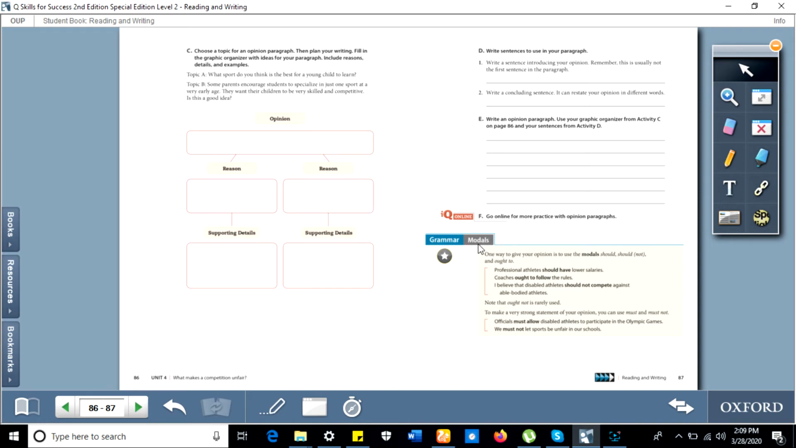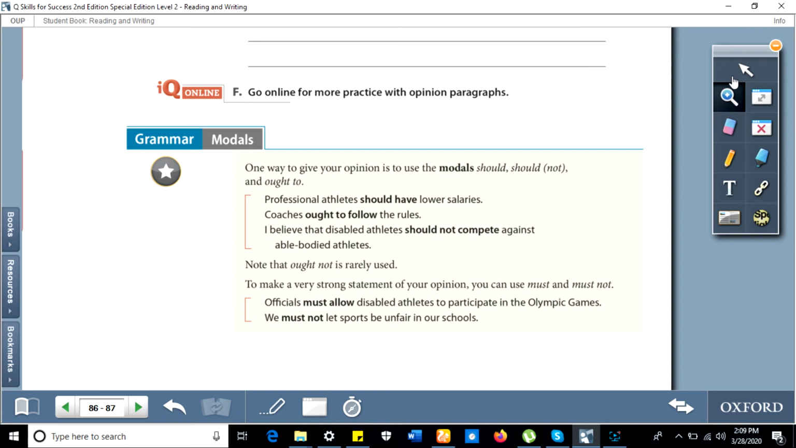Next up is grammar, and in grammar we have modals here. Modals: should not, ought to. So basically we can also use these to give our opinions, right?